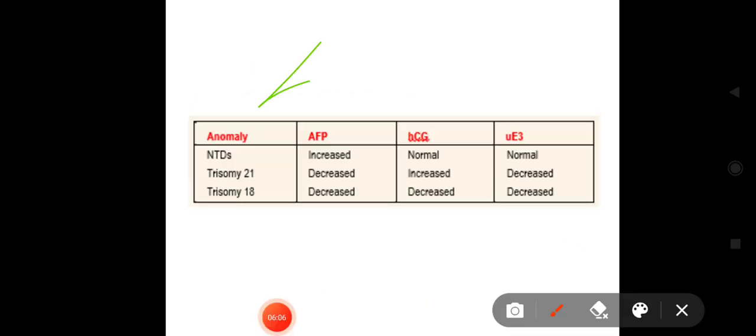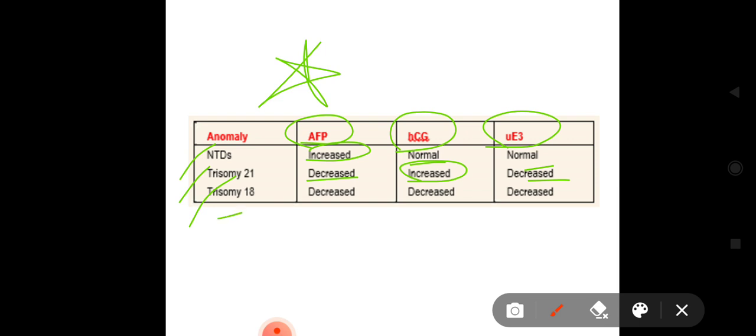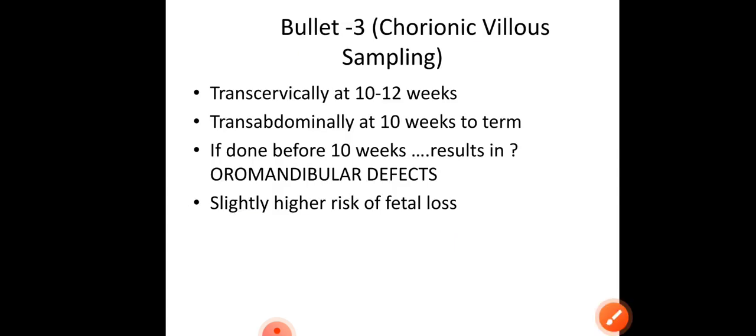Now this table is very important. Three important anomalies: neural tube defect, trisomy 21 and trisomy 18, and the values of AFP, HCG, and estriol in these conditions. In NTD, only AFP is increased while the other two are normal. In trisomy 21, both decrease, only HCG increases. In trisomy 18, all the three parameters decrease. So remember this table, questions can be formed easily.